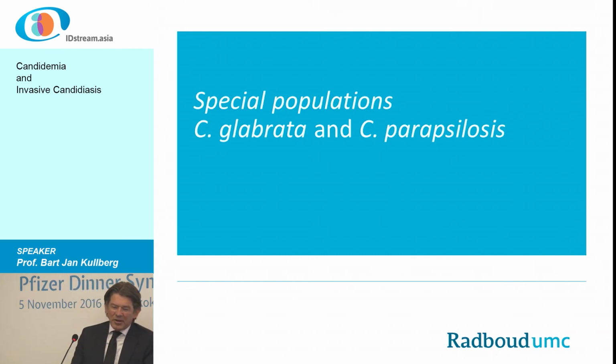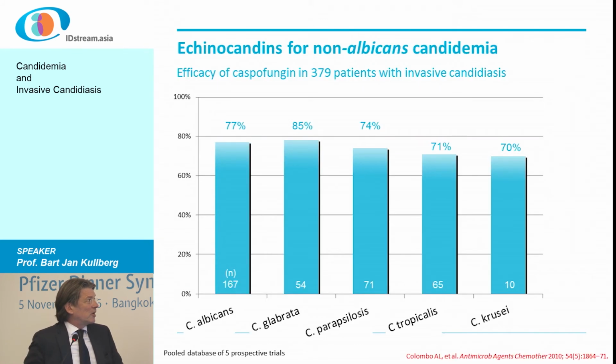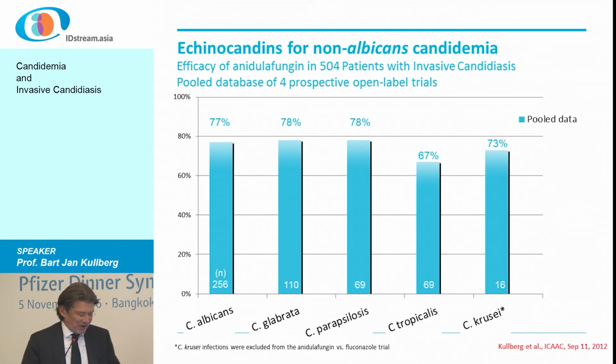So let's talk now a little bit about the non-albicans Candida species. We have seen a number of studies on the use of echinocandins in non-albicans candidemia in ICU patients. These are the pooled data from all studies that have been done with caspofungin. What you see is that the success rates are very similar for all the Candida species, and we have quite some numbers of non-albicans isolates here, all in the 70% range. And also, as we discussed earlier, success rates with Candida parapsilosis are quite reasonable, although we would still favor an azole.